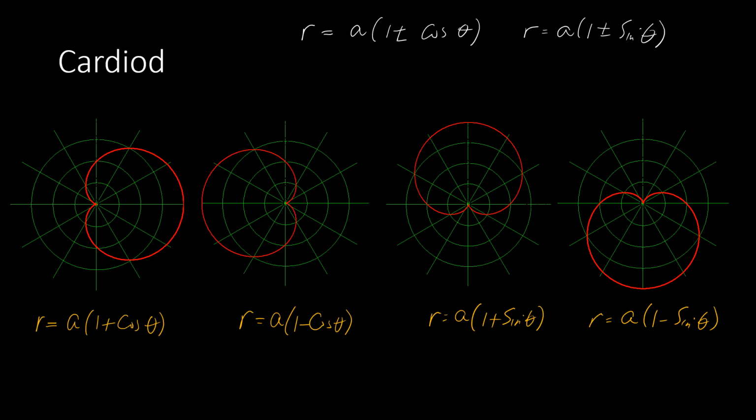Now in some books, they use the expression R equal to A plus or minus B sine theta, or R equal to A plus or minus B cosine of theta. In this case, your A over B, or the ratio A over B, must be equal to 1.